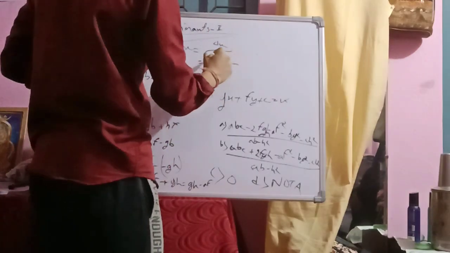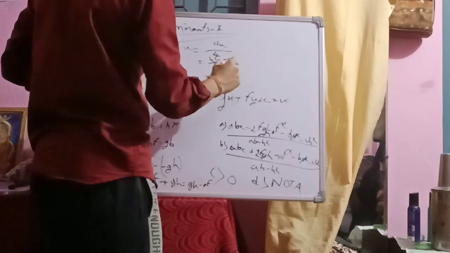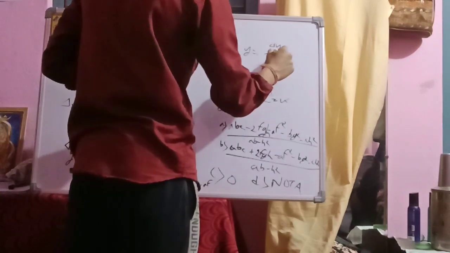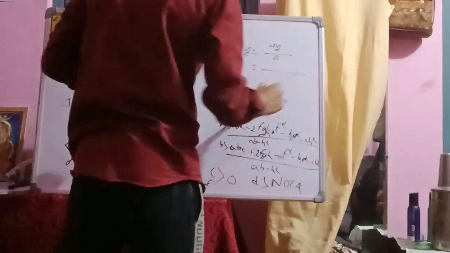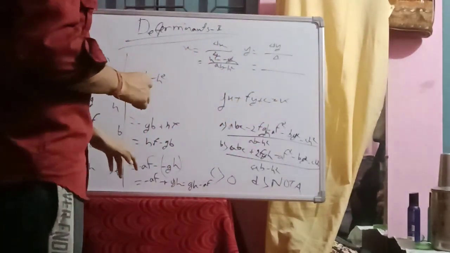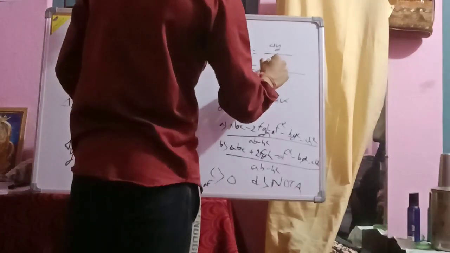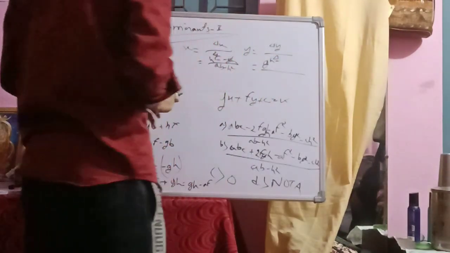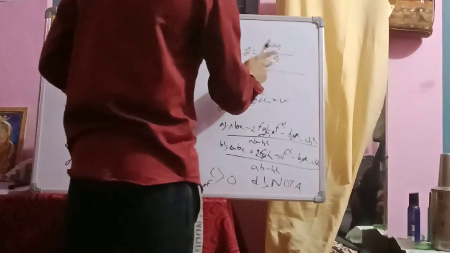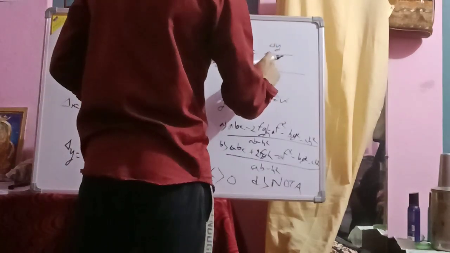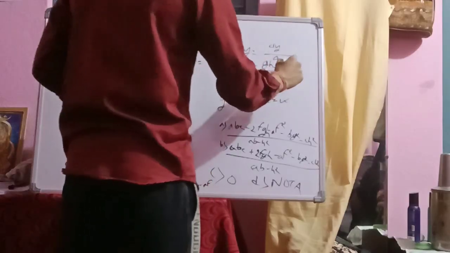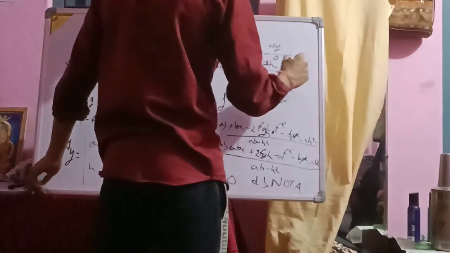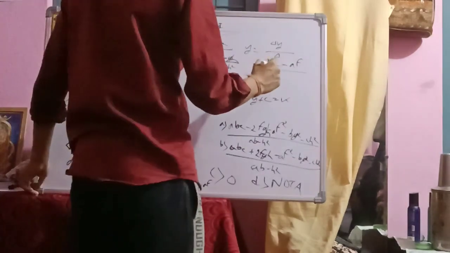So that's going to be hf minus gb over ab minus h square. And y is going to be delta y over delta. Sorry for the background noise. Please bear with me. It will become gh minus af over ab minus h square.